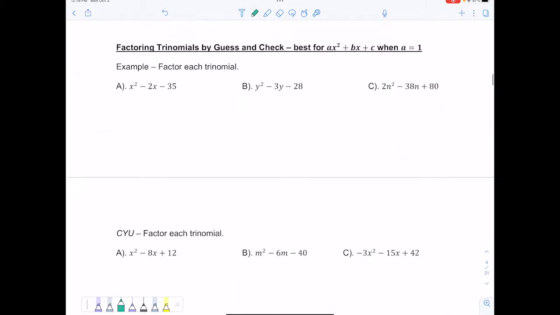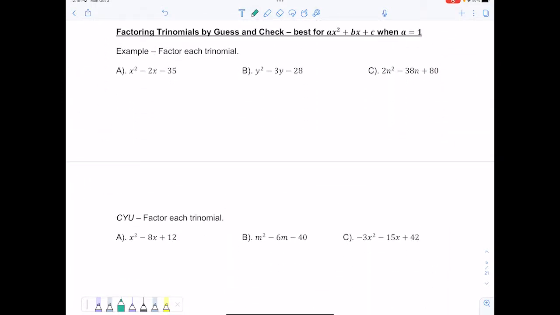So if we go back to this problem, x squared minus 2x minus 35, I want two numbers, so generally I'll draw an x. You want two numbers that multiply to give you negative 35, but add to give you negative 2. So think about numbers that multiply to give you negative 35. When you add them, you want it to give you negative 2.